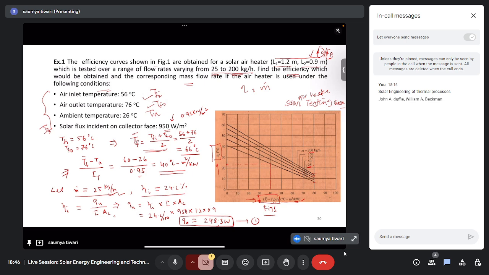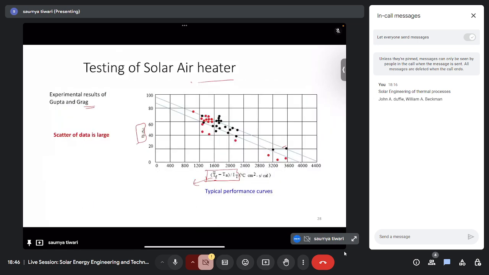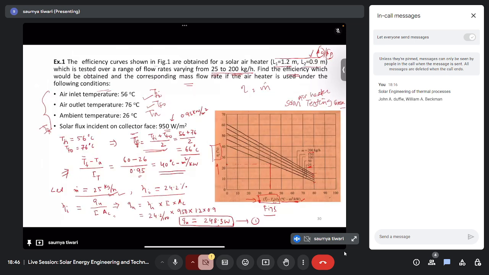So the TF bar. Sorry for the thing that I have explained here. The TF bar is basically the average temperature for the fluid. So the average temperature will be for the inlet and outlet, right? You can calculate the TF bar here because the TF inlet temperature and the outlet air temperature are already given in the question, which will come to be 66 degrees Celsius.